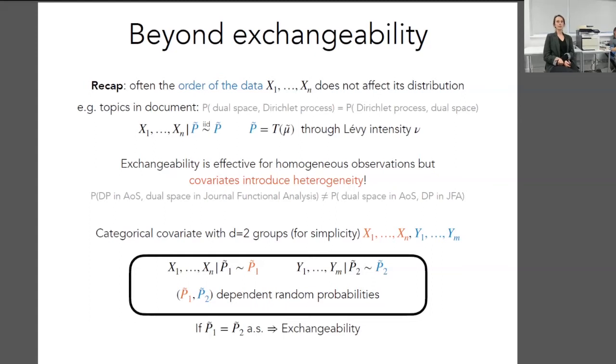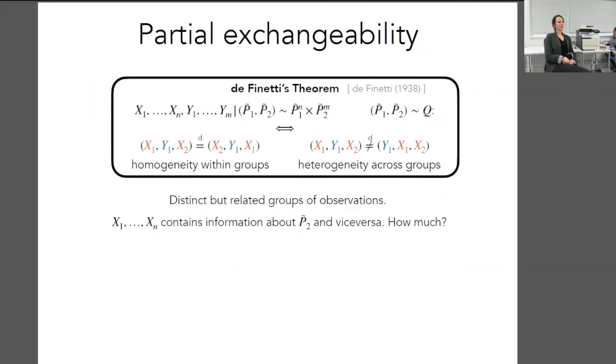And of course, if you look at the specification of this model, you see that whenever the two random probabilities are equal almost surely, then we basically go back to the model at the beginning of the slide. So we're back to the full exchangeability assumption.